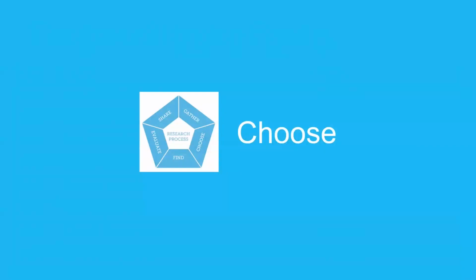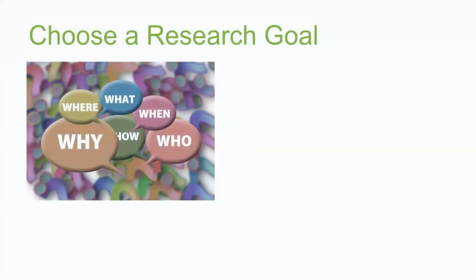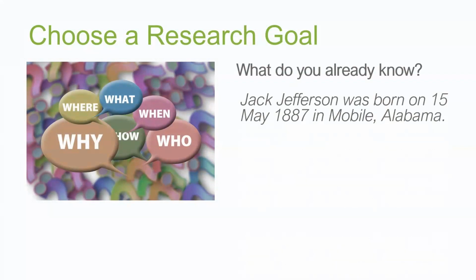After we have gathered and organized our information, the next step in the research process is to choose a research goal. The process for choosing a goal begins with asking some simple questions. First, what do you already know? For example, let's say we know that Jack Jefferson was born on the 15th of May, 1887 in Mobile, Alabama.